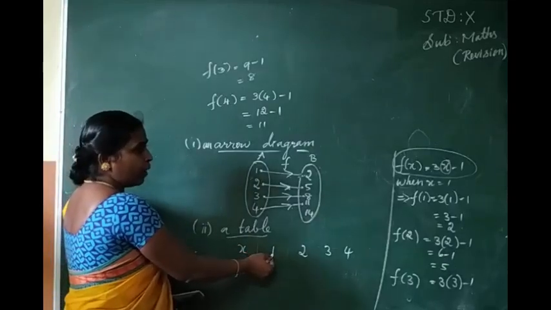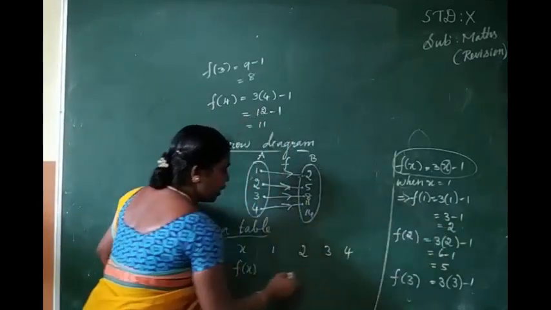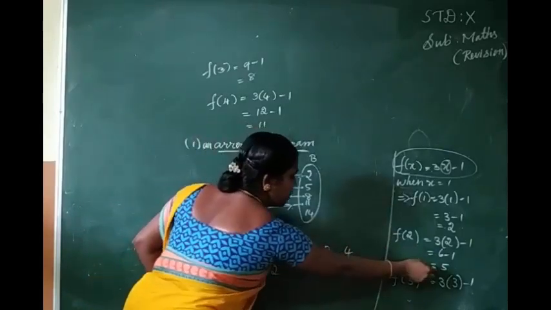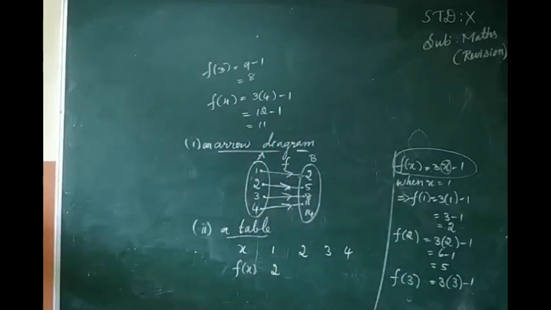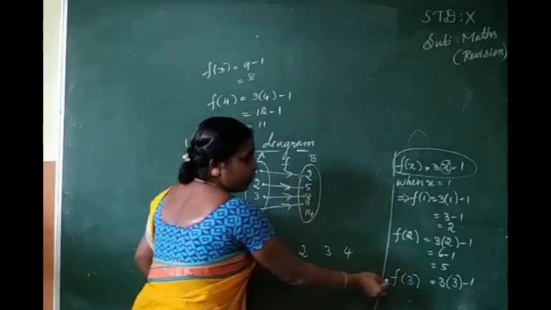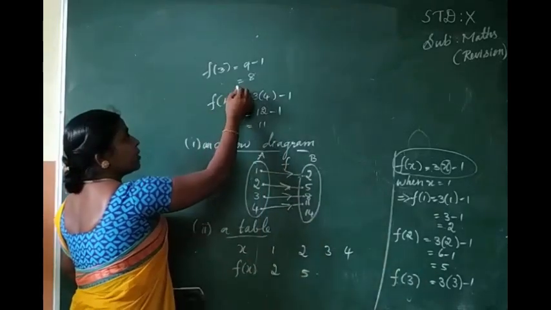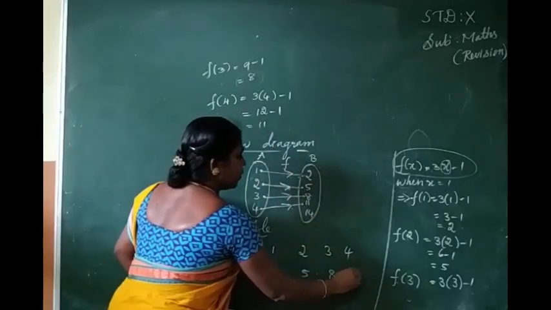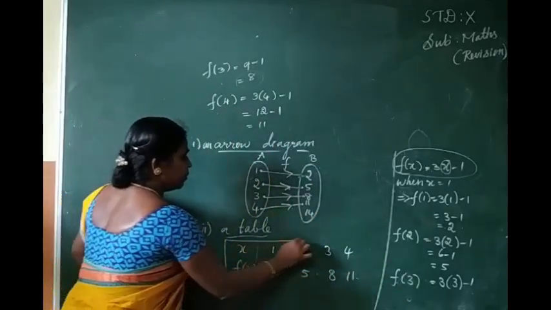If x equals 1, f of 1 value is 2. So you can write 2 here. Let's say f of 2 value. F of 2 value is 5. Next one, f of 3 value. See here, f of 3 is 8. Then f of 4 is 11. That's all. This is the table.